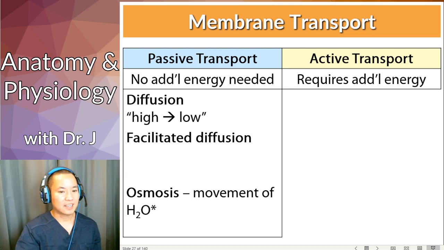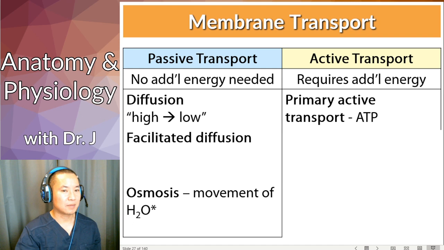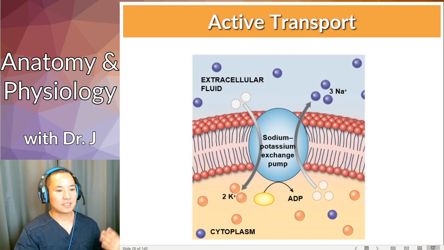So there are two broad categories of active transport. The first category is primary active transport. Primary active transport requires the involvement of something called ATP. If you've taken a biology class, you've probably heard of this. A classical example of active transport is the sodium-potassium exchange pump, which is a protein.